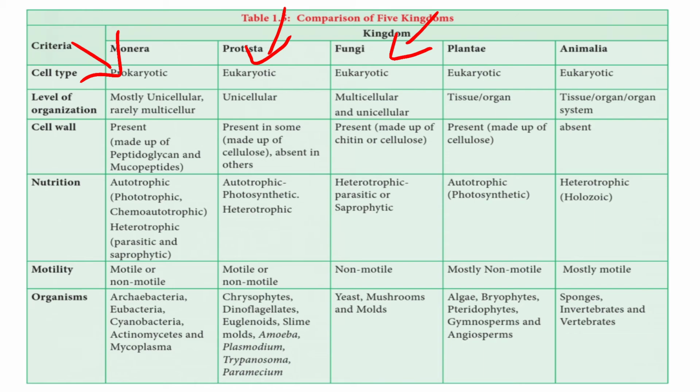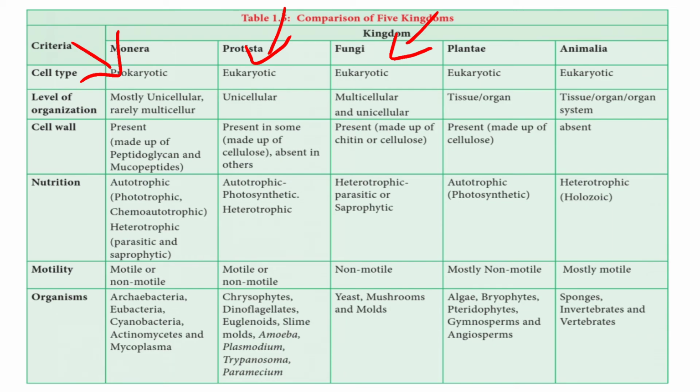Mode of nutrition is heterotrophic, may be parasite or saprophyte. And motility is non-motile, because fungi belong to the plant kingdom. It cannot move from one place to another. The organisms here are yeast, which is used in bread making in bakeries, most bakeries use it for bread, cake, bun varieties, then mushrooms and molds. Molds are nothing but a type of fungi.